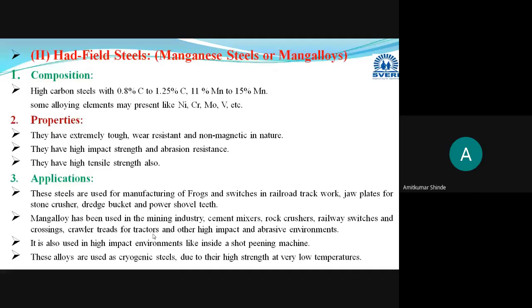I don't know, sir. Crawler tread, sir, please explain. Okay, okay, I will repeat it. I will tell you that crawler tread is nothing but, if you have seen that Poklin machine, the vehicles have a chain. The chain is termed as the crawler tread.